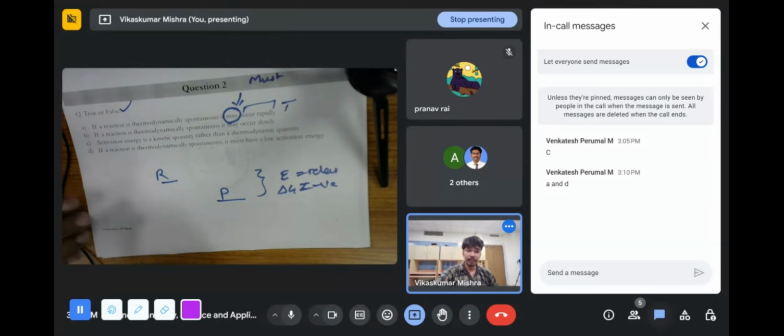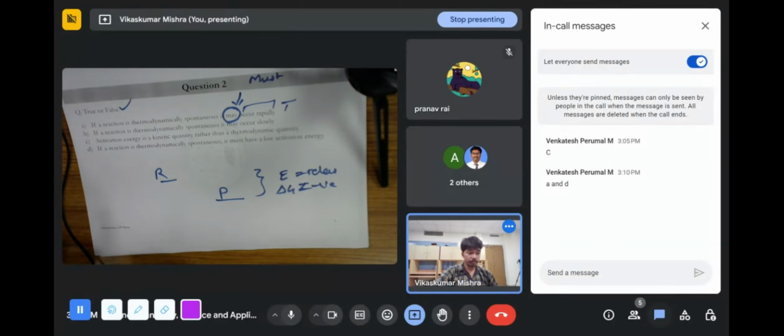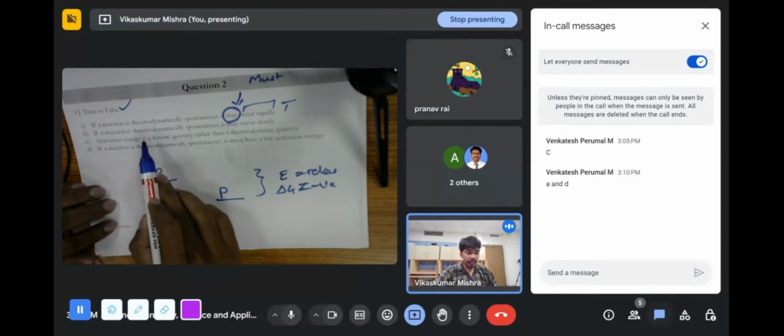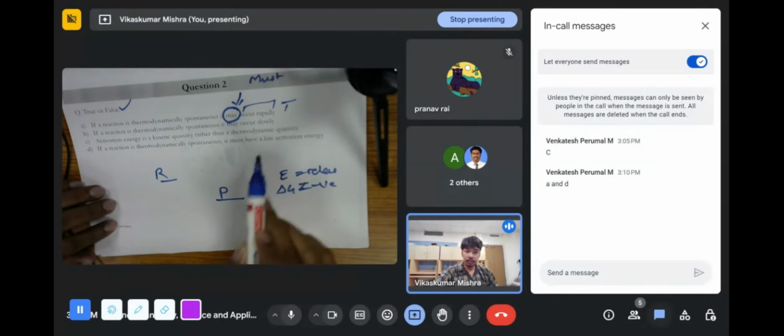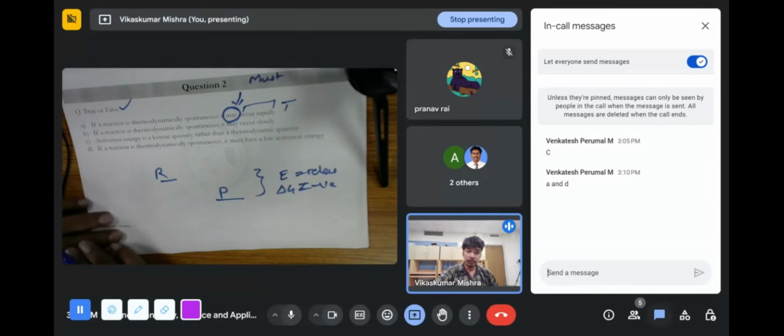First one is true, right? Now let's move to the second question. If a reaction is thermodynamically spontaneous, it may occur slowly. It is very well possible.